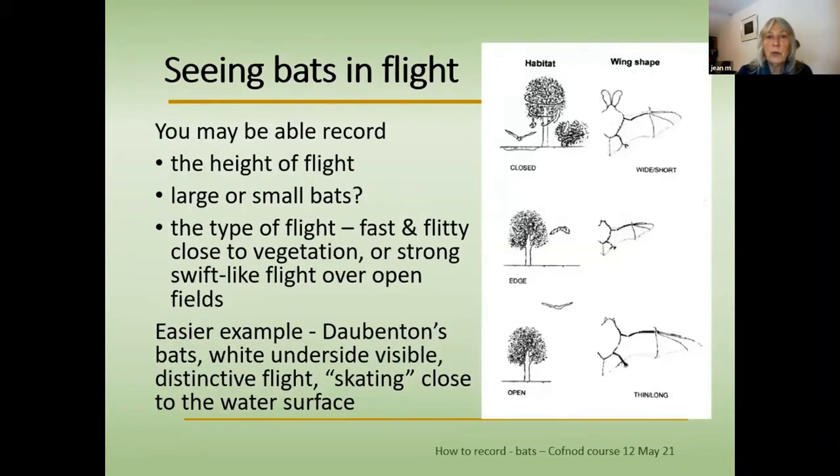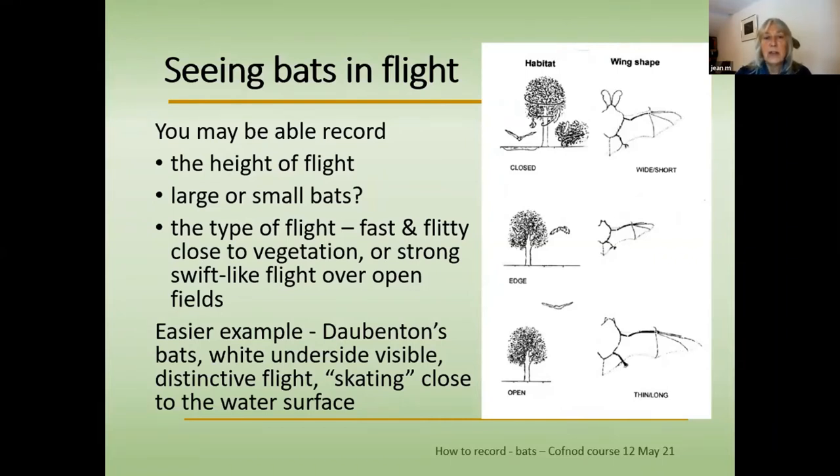You may be able to record the rough height of the flight, which would be indicative of species, even if it doesn't identify them. And whether they're large bats or small, it's a bit of a Father Ted discussion, are they close or far away. But sometimes you can tell that a bat is noticeably large, particularly if you've got two or more species around together. And the type of flight: if it's pipistrelles, it'll be more fast and flitty, or if it's open, swift-like flight over open fields, it's more likely to be a noctule bat.